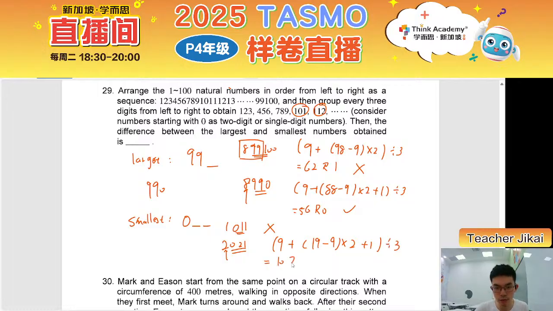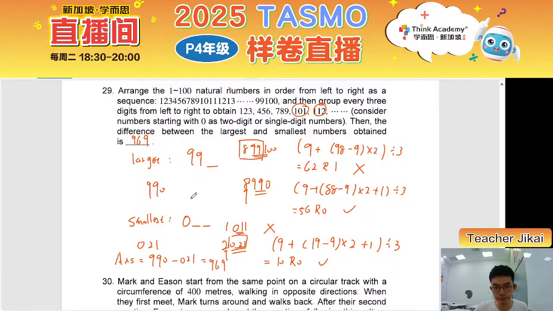So this is 10 remaining 0. It means we have 10 three-digit number forming a group here, and we have 0 to 1. So 0 to 1 will be the answer. So the total of the answer here will be 990 minus 0 to 1, which is 990 minus 21. We will give you an answer of 969 here. This one.